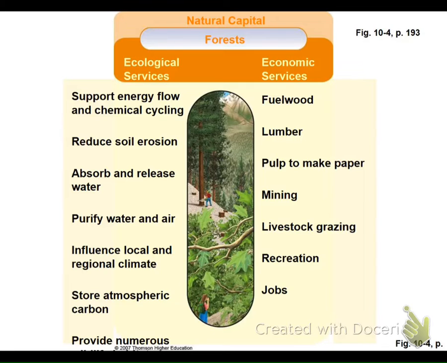Forests are going to reduce the soil erosion because the water's not going to hit so hard. It's going to be all the trees and everything. It's going to absorb, purify the water and the air, like the CO2 out of it, it's going to influence the climate. If you look at the rainforest, I know that doesn't make a lot of sense to begin with, but if you look at it, rain comes over the Andes.